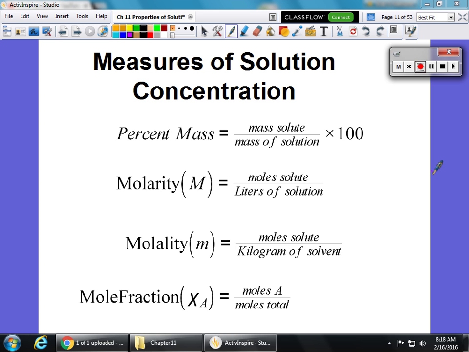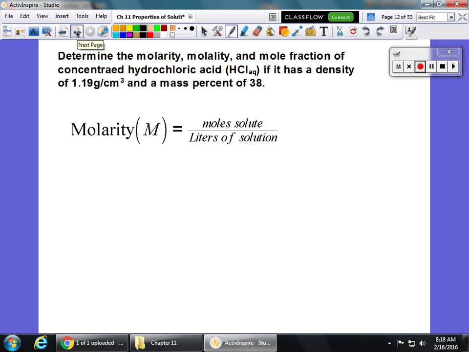Again, we're talking about measures of solution concentration, and there are several. These are the four that we're going to be looking at. These are probably the most important ones you're going to experience in chemistry. So let's look at a second sample question.